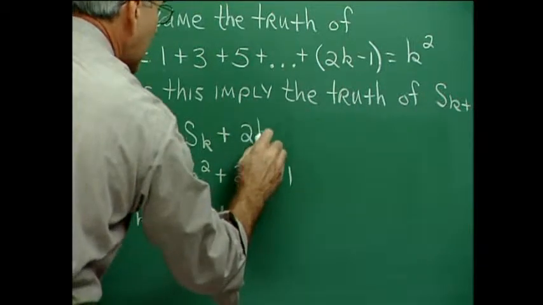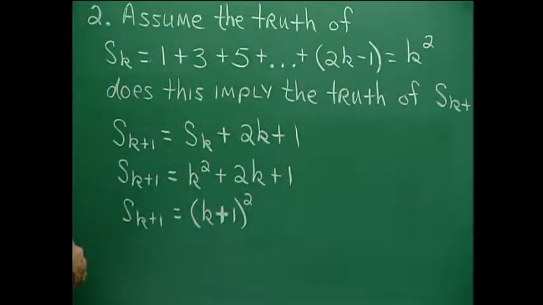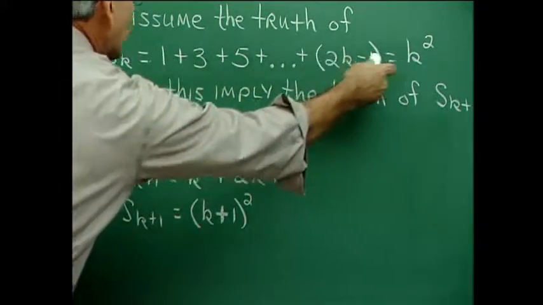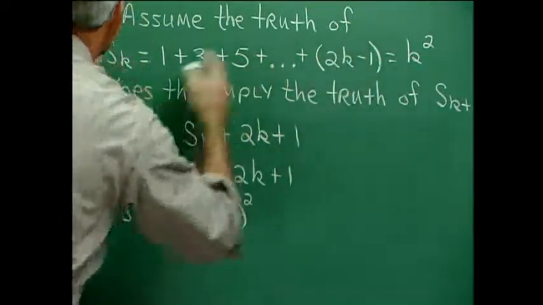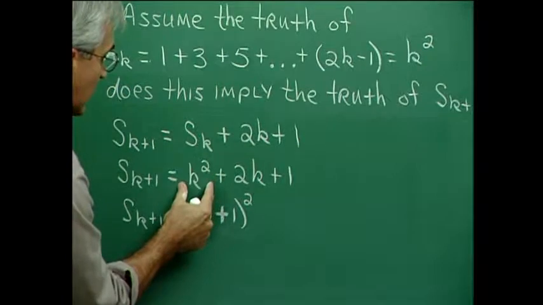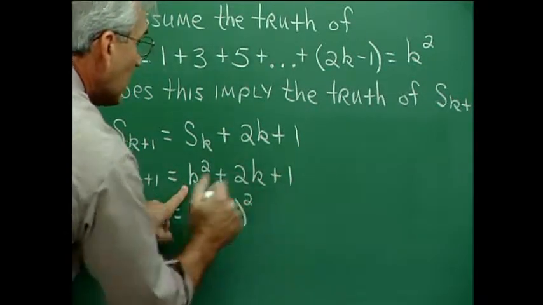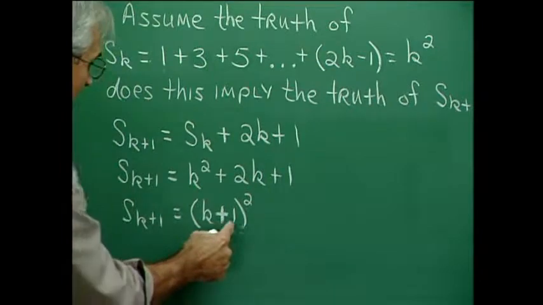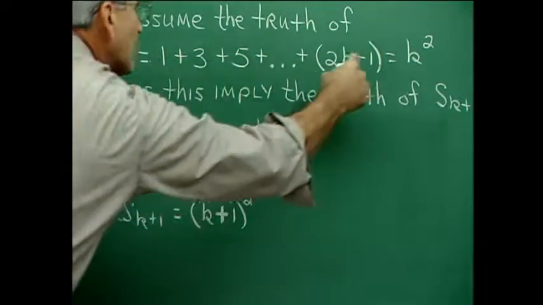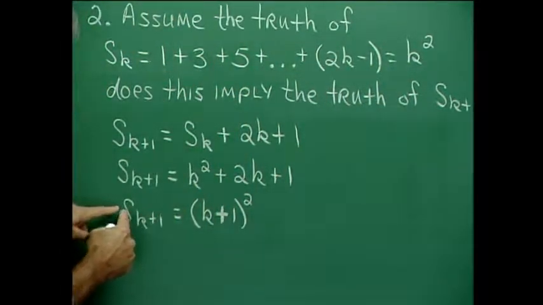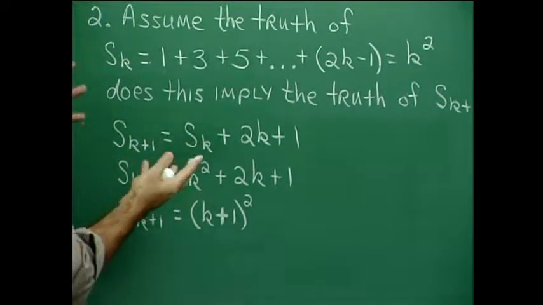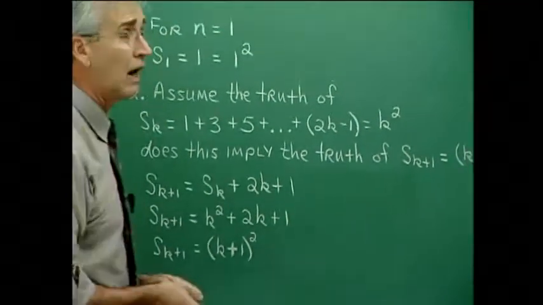So 2k plus 1. Now we know we're assuming the validity of this right here. We're assuming the truth that adding all of those items, that s subscript k is equal to k squared. So s subscript k is k squared. So we have k squared plus 2k plus 1. And factoring this, we get k plus 1 squared. Aha! So the truth of this implies the truth of this. That is, the sum of k plus 1 items is k plus 1 squared. And now by math induction, we have proven our conjecture.